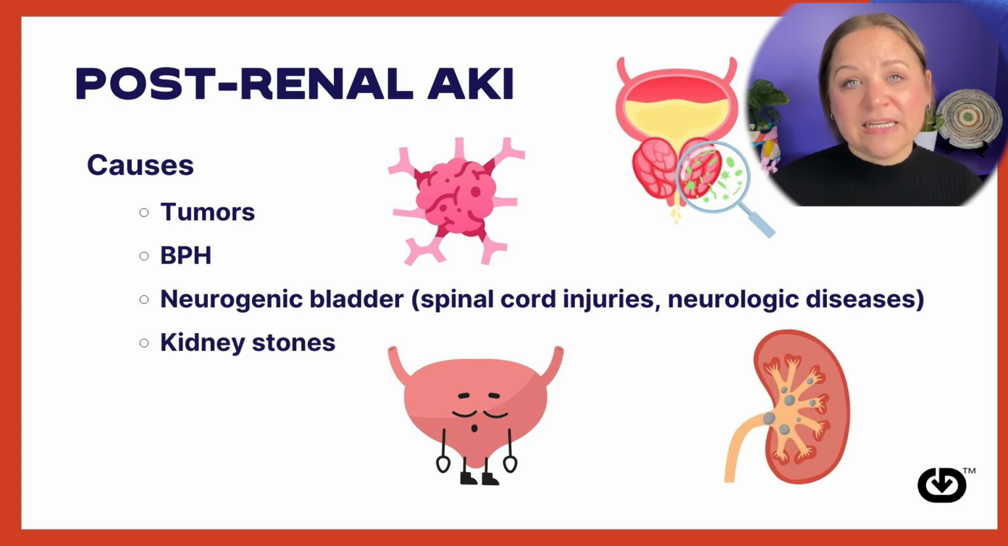And finally, kidney stones. Kidney stones can happen anywhere from inside the renal pelvis itself, through the ureters, into the bladder, and out through the urethra. And if these stones are large enough, they can actually impede the flow of urine, causing an obstruction.